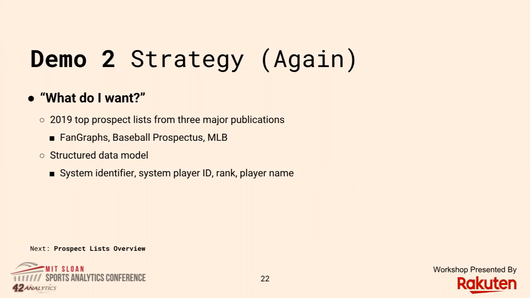First question, what do I want? The 2019 top prospect lists from those 3 publications is our target. That means we're going to be looking at a system identifier, because in our data source we need to know where we acquired the data from. It would be MLB, FG, BP. We want the system player ID, such as the BP ID, Fangraphs ID. We need the rank and then the player name. If you wanted to extend this, you could also bring in position and team name.